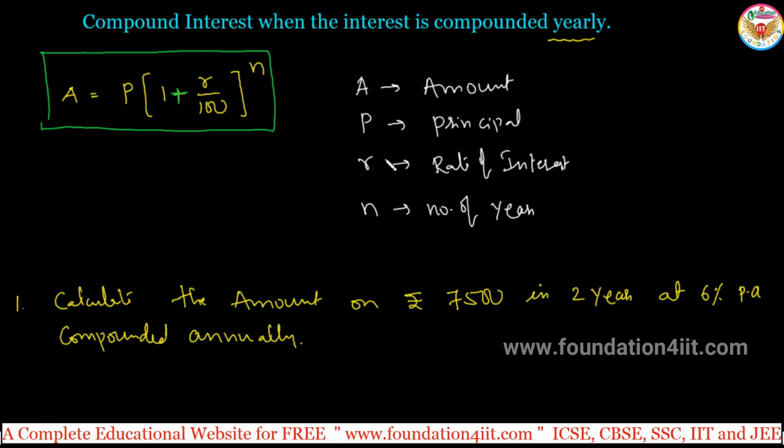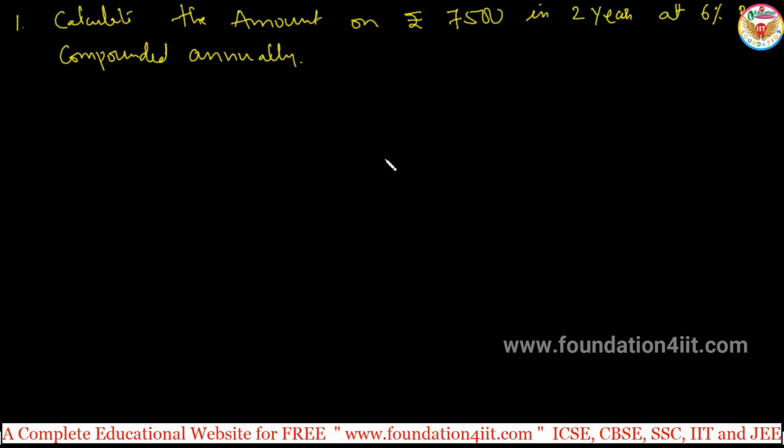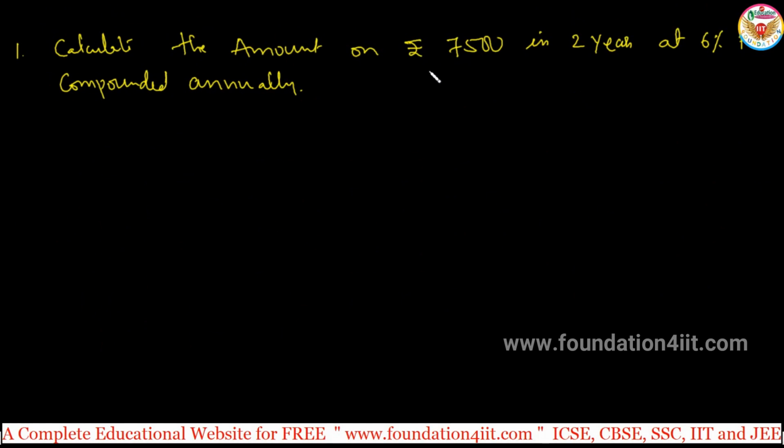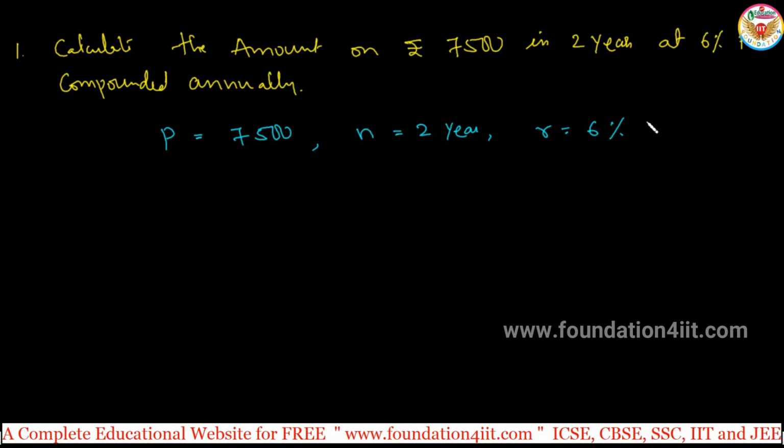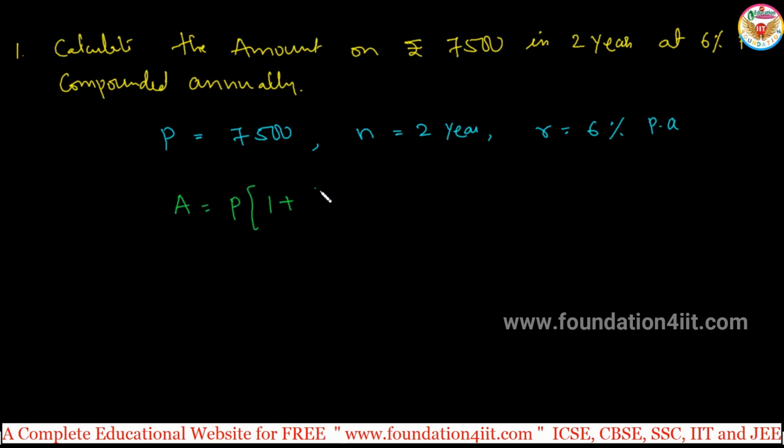Okay, so this is the formula, right? According to the given data, we must calculate the amount on 7,500. So P is equals to 7,500, N is equals to 2 because the number of years is 2 years, and R is equals to the rate of interest, that is 6% per annum, compounded annually. Because of compounded annually, the formula is amount equals P into, in the bracket, 1 plus R by 100, whole to the power N. So we will apply this formula.